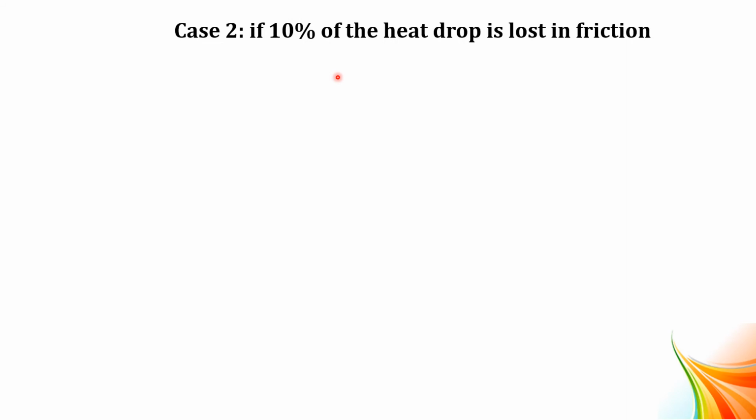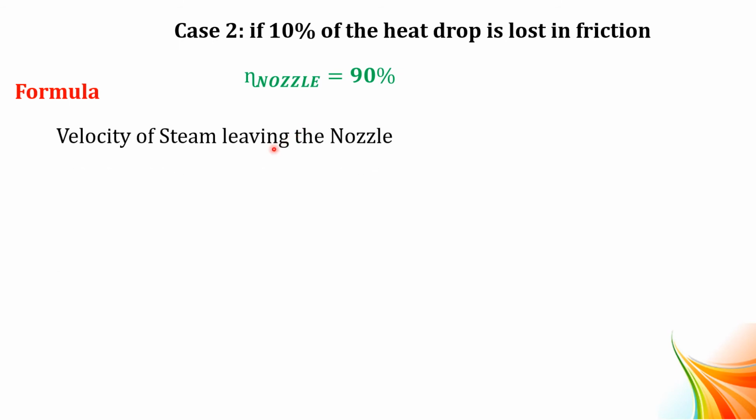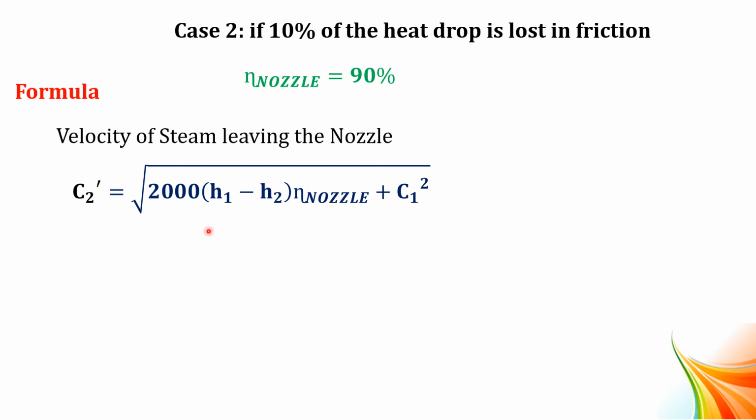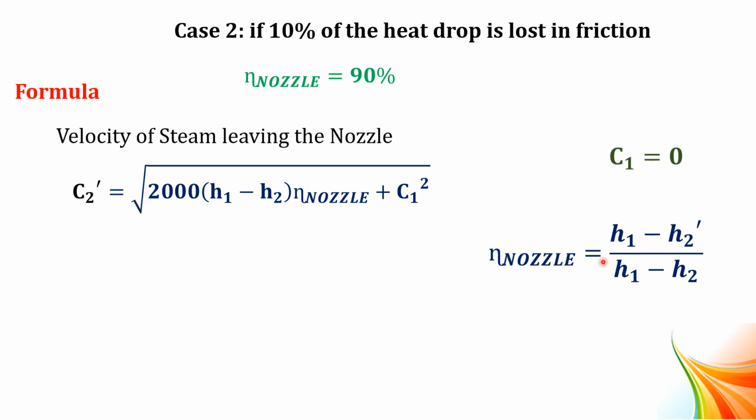Case 2. If 10% of the heat drop is lost in friction, then the nozzle efficiency is 90%. If the nozzle efficiency is given in the problem, then we know the formula for finding the velocity of steam leaving the nozzle, C2 dash equal to square root of 2000 into H1 minus H2 into eta nozzle plus C1 square. In our problem, the initial velocity C1 is neglected, and substitute the value of C1 here, and the nozzle efficiency we know, which is defined as the ratio between useful enthalpy drop to isentropic enthalpy drop.